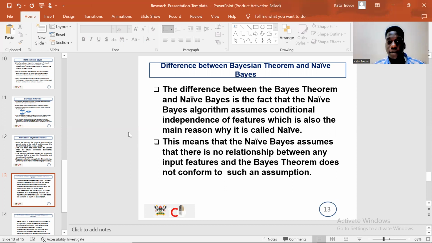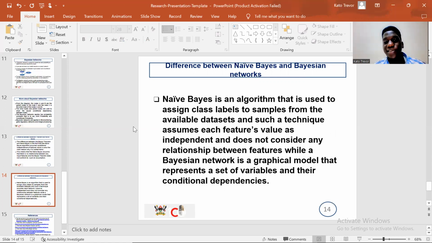Then the difference between naive Bayes and Bayesian networks is that naive Bayes is an algorithm used to assign class labels to samples from the available datasets, and such a technique assumes each feature's value as independent and does not consider any relationship between features, while a Bayesian network is a graphical model that represents a set of variables and their conditional dependencies. So, in other words, naive Bayes ignores the dependencies and relationships between different features. That's what brings up the distinction between naive Bayes, Bayesian networks, and also the Bayes theorem.